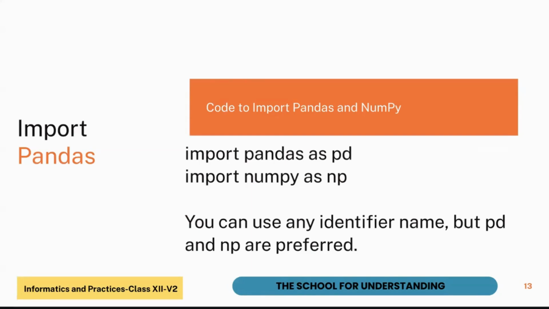And similarly, NumPy is another Python library. We can import it and give an alias name as np. You can use any identifier, but the most common alias we give is pd for Pandas and np for NumPy. So this is the way you can import Pandas and NumPy in your program. But before you import, you have to ensure that both Pandas and NumPy are installed on your computer.